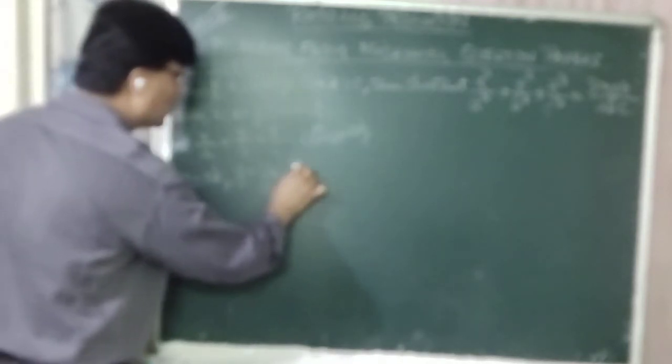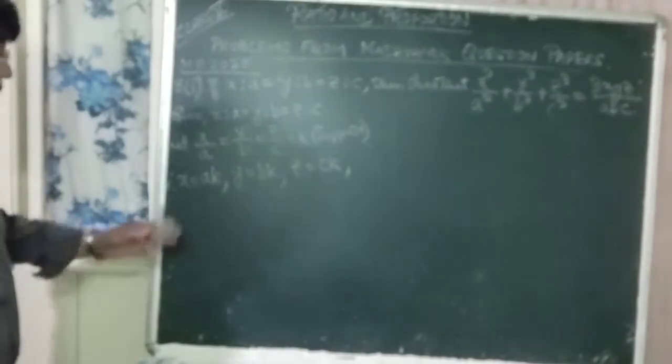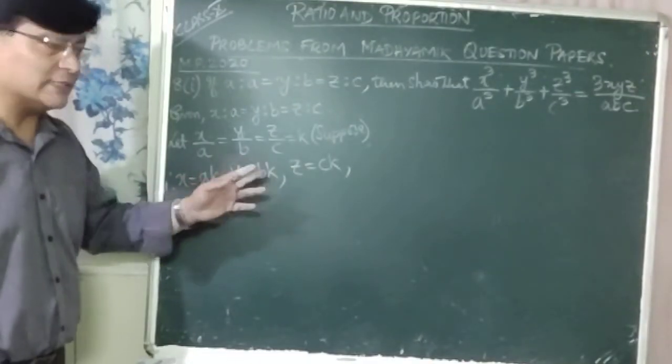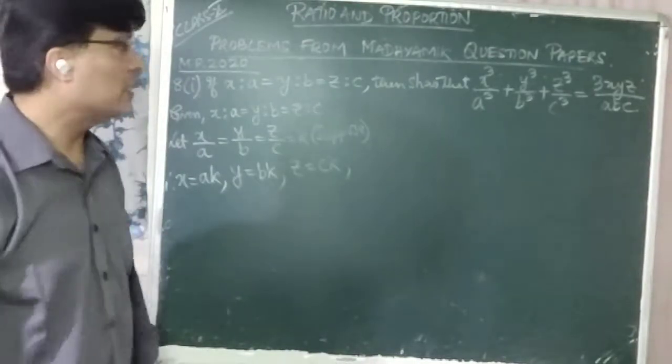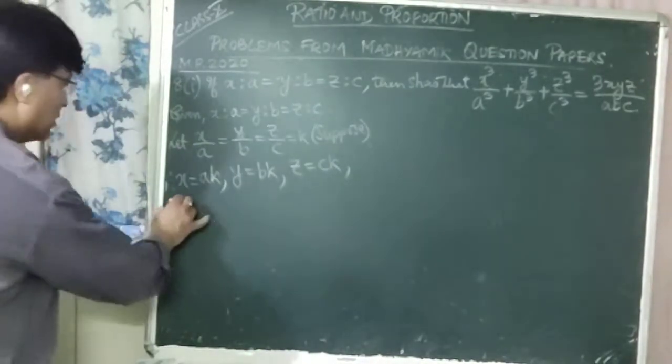Similarly, equating the second with the last, what is the value for y? y is equal to bk by cross multiplication. Similarly, equating the third with the last and by cross multiplication, what do we get? z is equal to ck. Is that clear? So that means we have got the values of x, y and z in terms of k. Now let us prove LHS is equal to RHS.